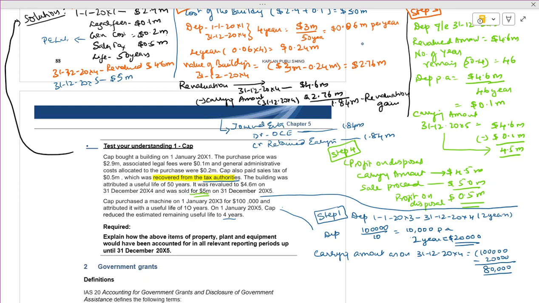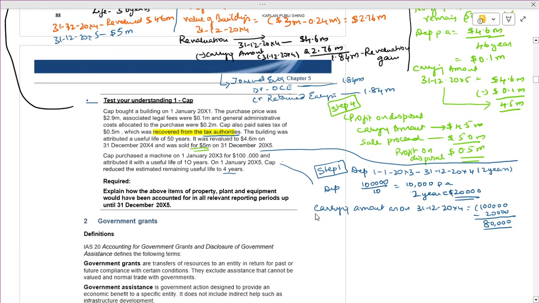Now, they have changed the life. Depreciation for the year ended 31st December 2005: this is the carrying amount, and the remaining life is 4 years. 80,000 divided by 4 comes to 20,000.